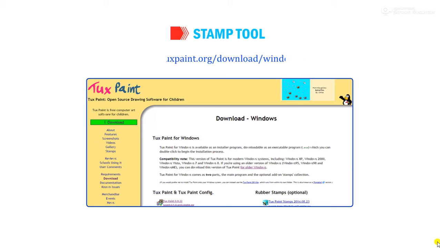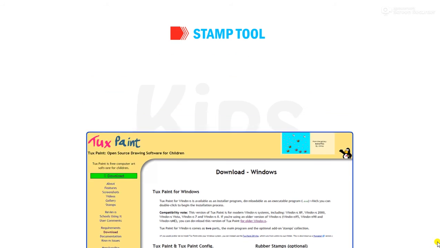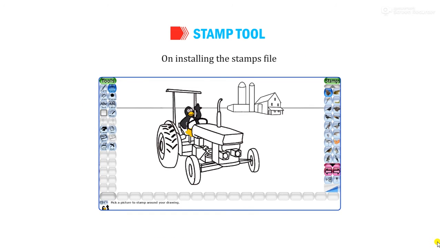www.tuxpaint.org/download/windows. Further, select the link TuxPaint stamp 2009.06.28 win32 installer.exe. On installing the stamps file, we can see various categories of stamps in the sub toolbox.